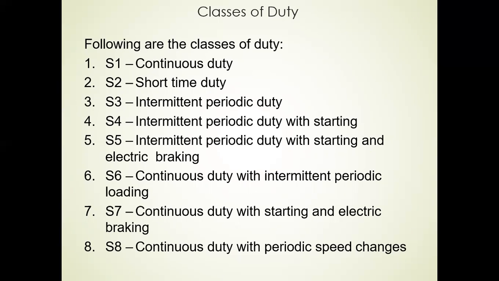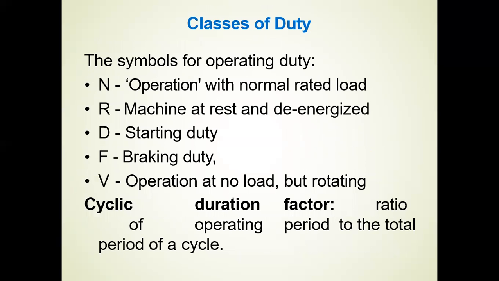The symbols for operating duty of industrial rotating machines are N, R, D, F, V, like that. N is operation with normal rated load. Then R denotes machine at rest and de-energized. D is starting duty. F is braking duty. V is operation at no load but rotating.